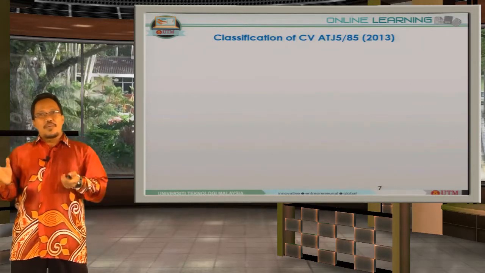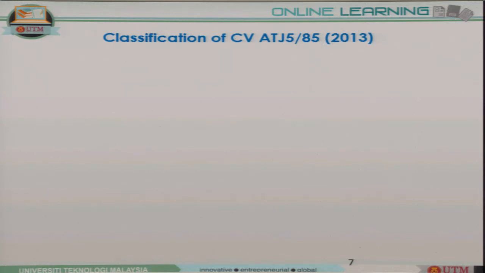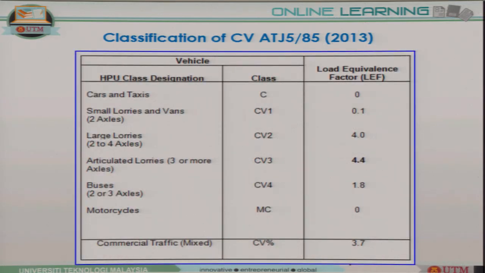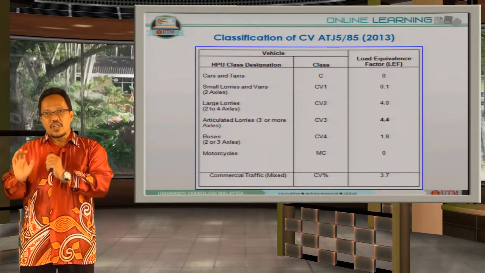Okay, when I talk about commercial vehicles, these are the classifications of commercial vehicles according to Arahan Teknik Jalan 585 2013. We have cars and taxis, small lorries and vans, large lorries, articulated lorries, buses, and motorcycles, 2, 4, 6 classes, and it goes with C, CV. CV stands for commercial vehicle, C for cars, and MC for motorcycle. And on the last column, we have the load equivalent factor, which is L divided by LS to the power of 4, as mentioned before. If there is no classification, we just assume the load equivalent factor as 3.7.